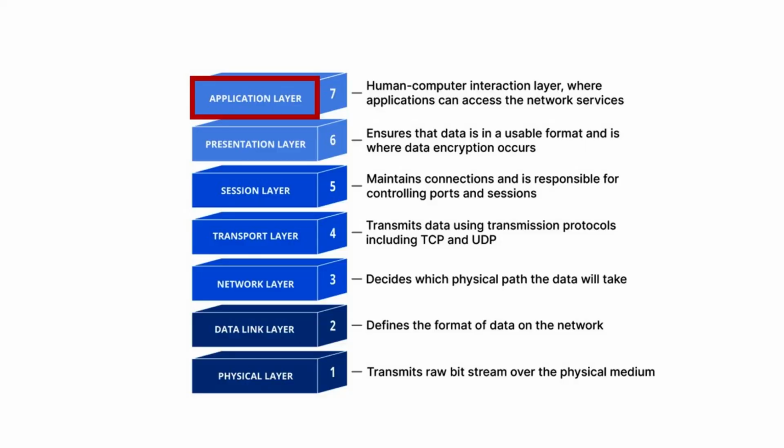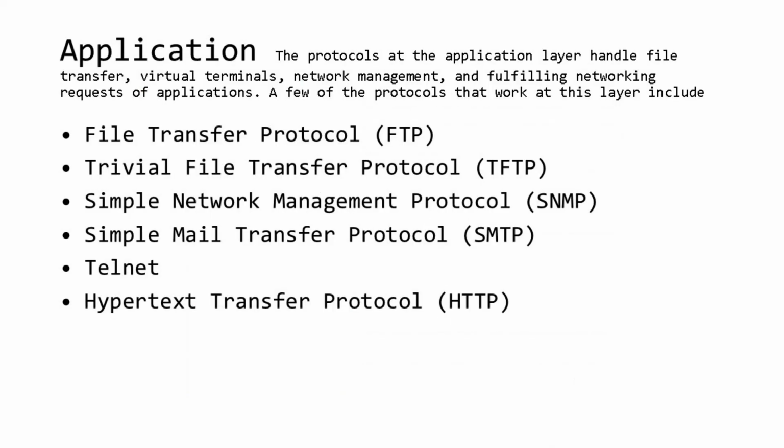So let's start at the top of the OSI model with the application layer. The protocols at the application layer handle file transfer, virtual terminals, network management, and fulfilling network requests of applications. A few of these protocols that work in this layer include File Transfer Protocol, or FTP, Trivial File Transfer Protocol, or TFTP, and many more.